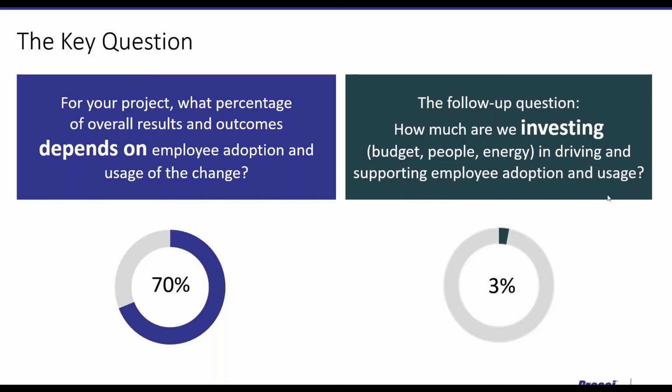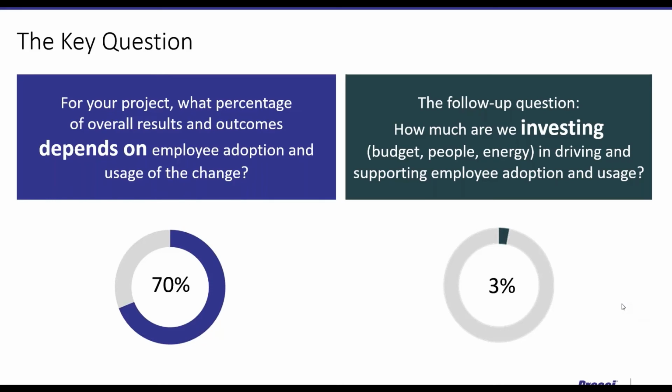And next, we'd like you to address what we call the key question. The key question is, for your project, what percentage of overall results and outcomes depends on employee adoption and usage? So what is the people-dependent portion of ROI for your project? What is that number on a scale of 0 to 100? And we appreciate that this is a guesstimate. It's not meant to be a scientific estimate.